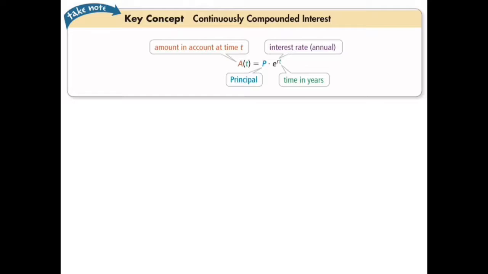Now we're talking about continuously compounded interest, where you're given the equation A of t equals P, which is your principal value, times e to the r, which is your annual interest rate, times the t power. A of t is the amount in the account at time t. P is your principal, basically where you start. You have your e, and then you have the interest rate, and t is time in years. So this is continuously compounded interest.